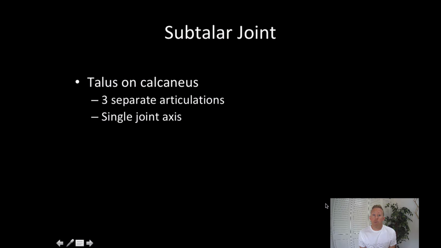And it has three separate contact points or articulations, so almost three separate mini joints, but it has a single joint axis that runs through it, which is going to influence how it moves.